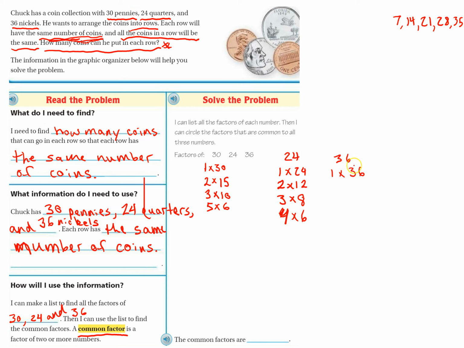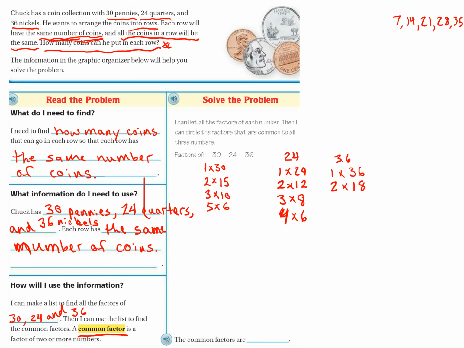What about 2? Well, again, I know 2 will work because the number in the ones place is a 0, 2, 4, 6, or 8. So I know 2 will work. Well, half of 30 would be 15. Half of 6 would be 3. So that's going to be 18.